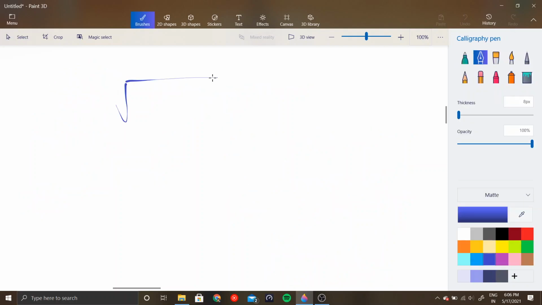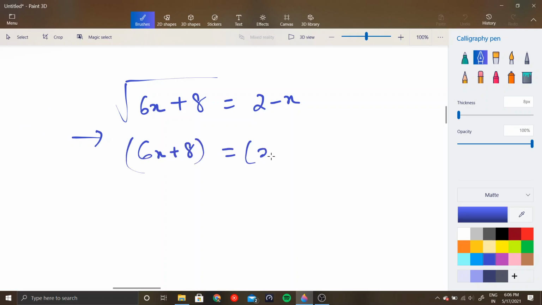Now let's talk about sums of this form, right? Now this can be a bit confusing, right? This can be a bit confusing. What you will do is, when you are given square roots, you will just square the two sides, right? So this will come as 6x plus 8. This will be 2 minus x whole square. This will be 4 minus 4x plus x squared, 6x plus 8.